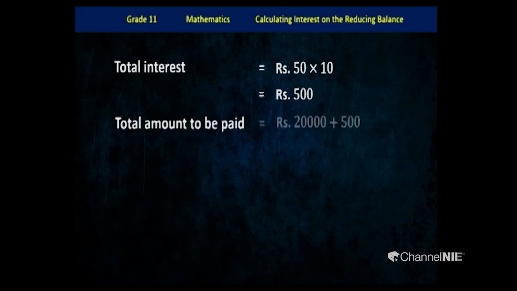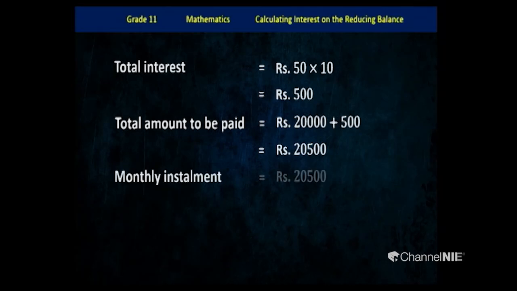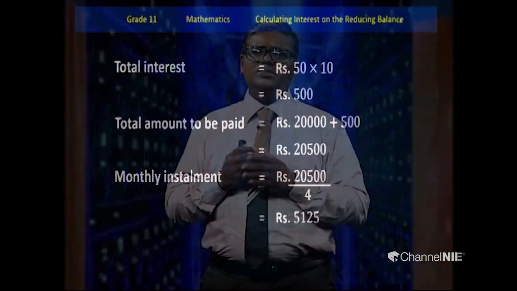Now the loan is 20,000 plus 500. Altogether you have to settle 20,500. That means 20,500 should be settled in 4 months. 20,500 divided by 4, you can find the value of a monthly installment. The value of a monthly installment is rupees 5,125.